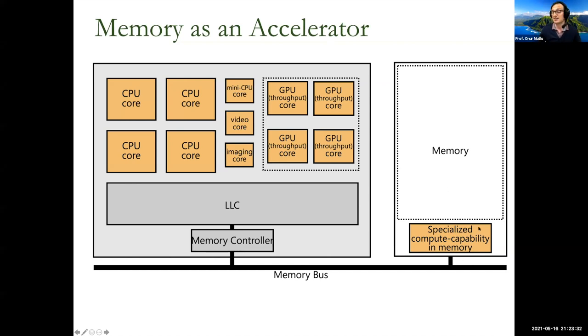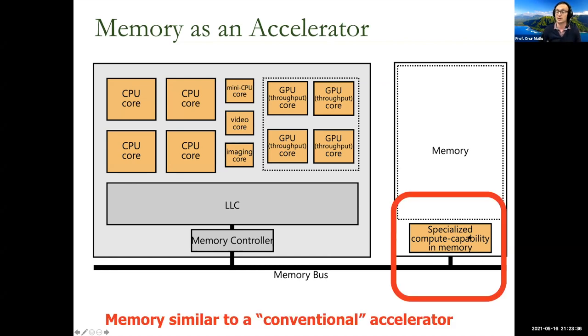And that's the idea. The specialized computation capability or specialized accelerator on the memory side is similar to a conventional accelerator, but specialized in terms of what it can do based on the characteristics of the memory and maybe based on the characteristics of the application that's using the memory.